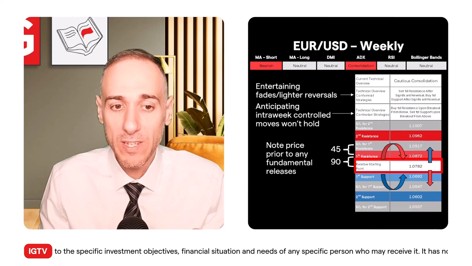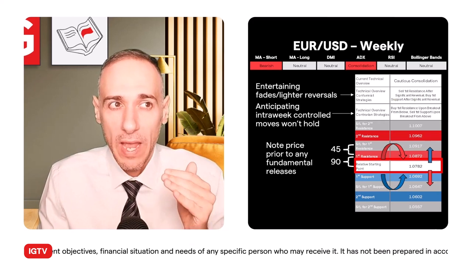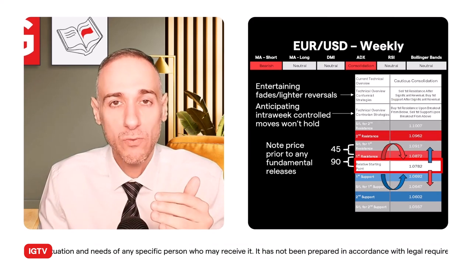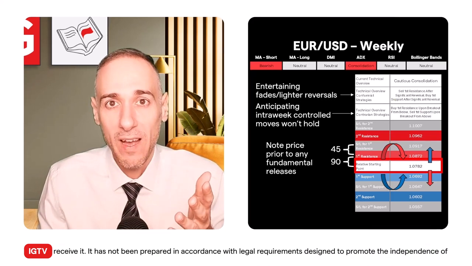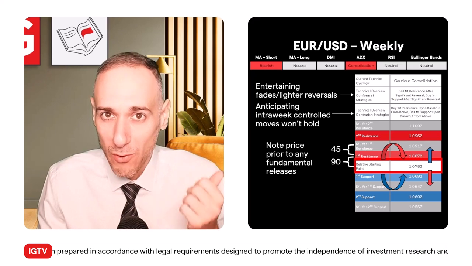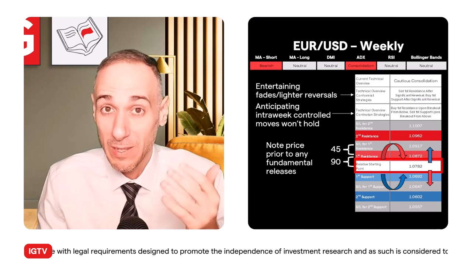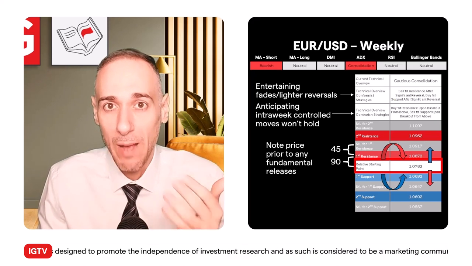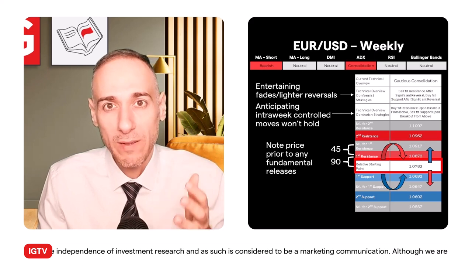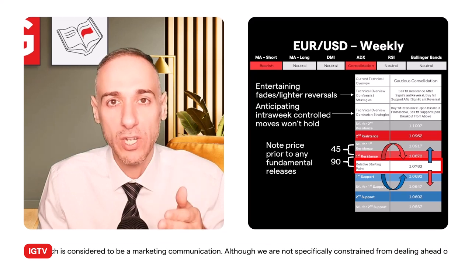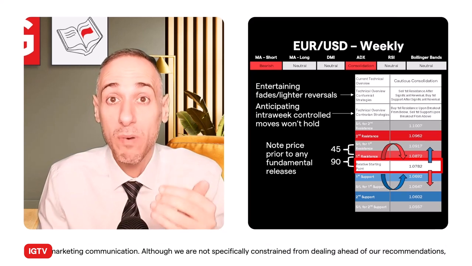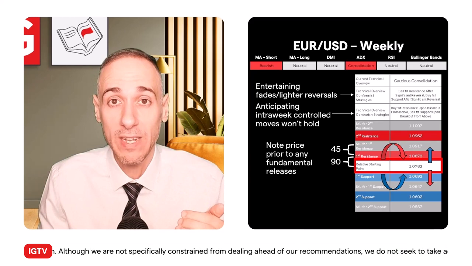Of course, you want to note price prior to any fundamental releases. So if price has reached the first resistance, for example, right before a significant fundamental event, say US CPI, you remember market makers have a tendency to withdraw their liquidity right before the event. Depending on the results, of course, you could get a big gap or a big move, and that means that you want to approach these technical levels with more caution if price manages to reach there before the fundamental event has even occurred.